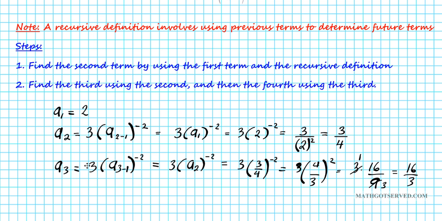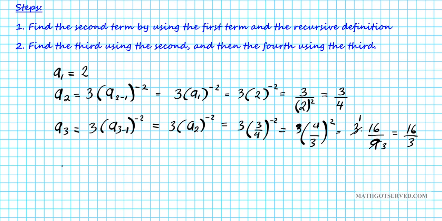That's our third term. Fourth term, same process. We're going to have 3 times A(n minus 1). Remember, n is 4 here, to the negative 2. That equals 3 times A3 to the negative 2. That equals 3 times, what is A3? A3 is 16 over 3. Raise that to the negative 2 power.